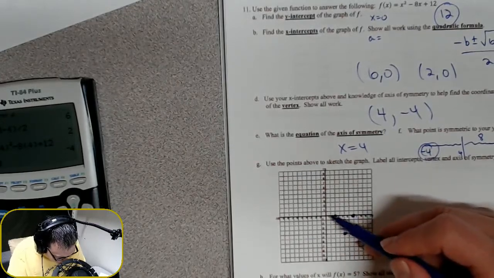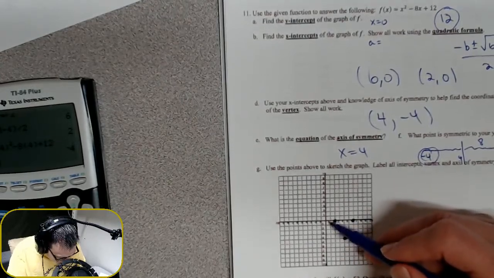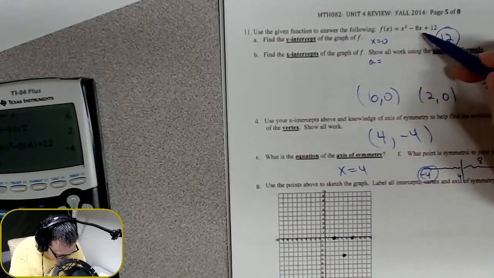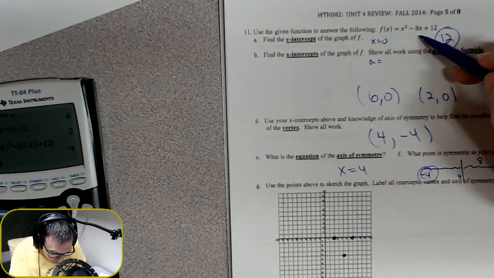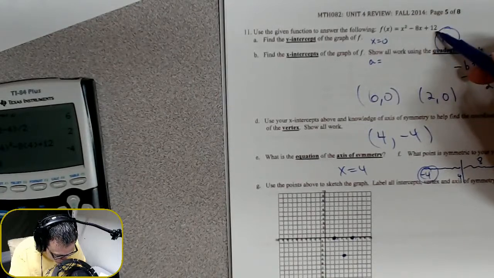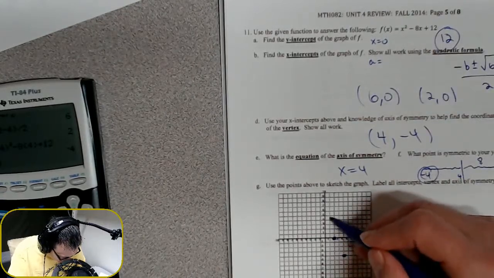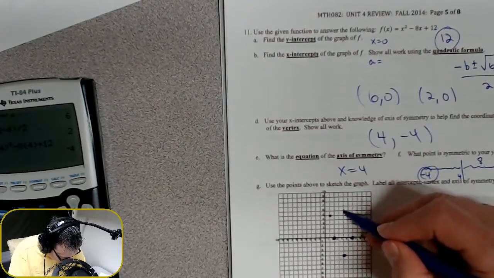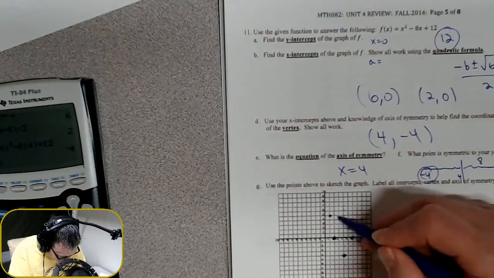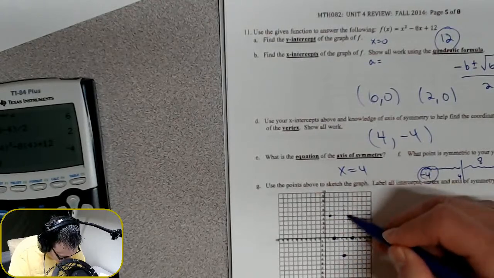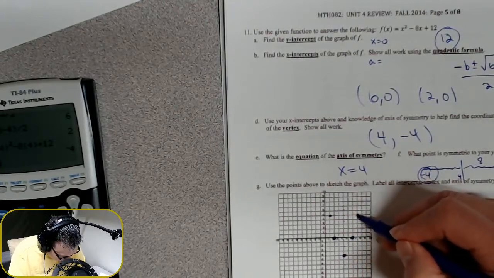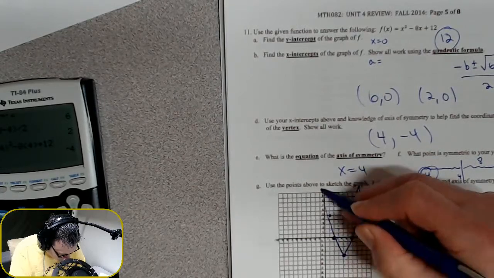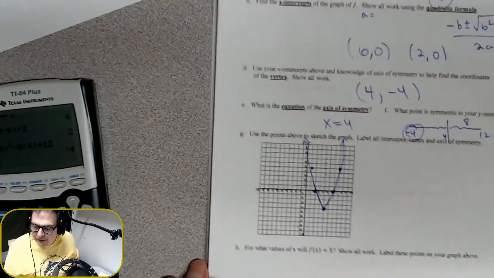How about at 1? When I plug 1 into the equation, 1 minus 8, so we're at negative 7, plus 12, we're at 5. 1, 5. And therefore, again, here's your symmetry, 1, 2, 3 spaces that way. So 1, 2, 3 spaces that way. And then do the best you can at plotting that graph right there. There we go.